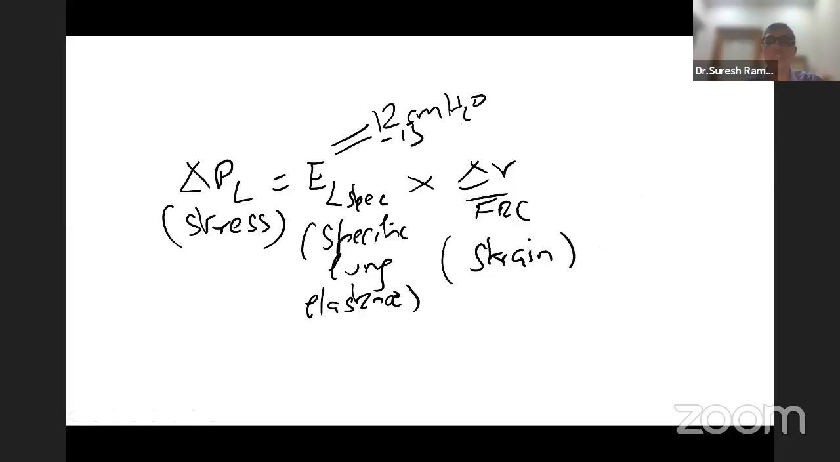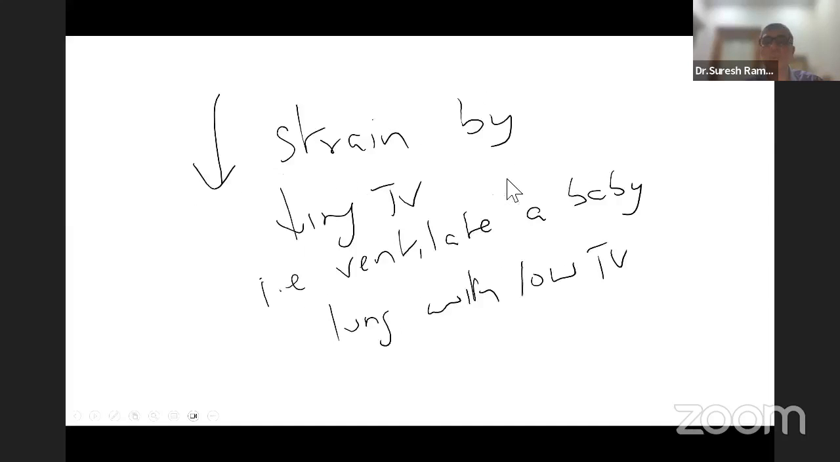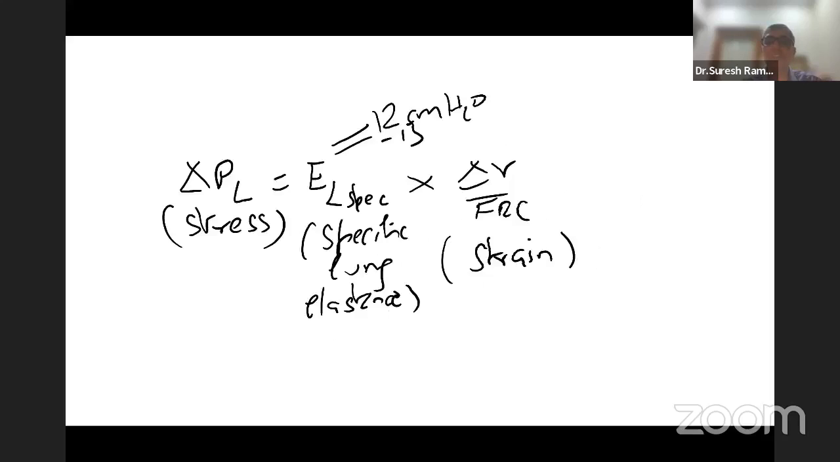So how do you decrease strain? By decreasing the tidal volume, that is, ventilate a baby lung. Remember, the FRC of a patient who's got ARDS is somewhere between 500 to 1.5 liters. That's low, as compared to 3.5 to 4.5 liters in a normal lung.